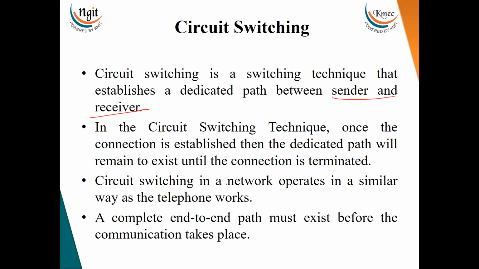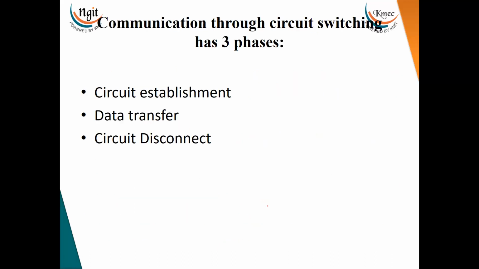Circuit switching in a network operates in a similar way as a telephone network. It is a complete end-to-end path that must exist before the communication takes place. Here, how will the data be transmitted in circuit switching? We have three different phases: one is circuit establishment, another is the data transfer, and next is the circuit disconnect.